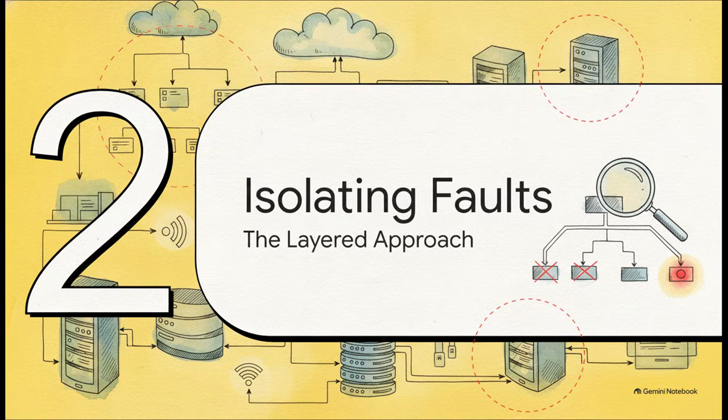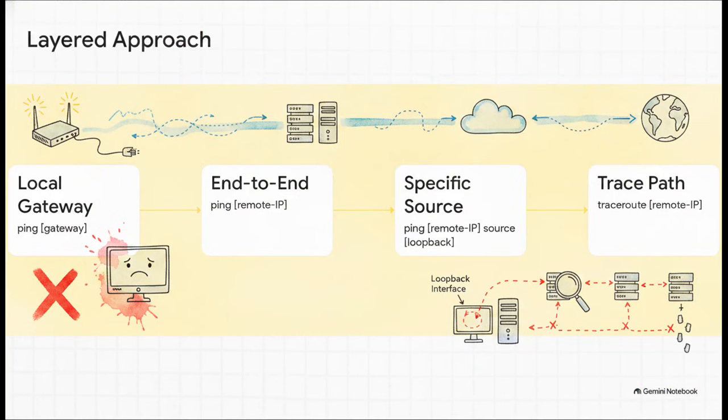Section 2. Isolating the fault domain, the layered approach. Right, so now that we've got our baseline from the golden sequence, we have to remember that troubleshooting is fundamentally just an exercise in elimination. We're not guessing. We're methodically moving from local testing to remote testing to find that exact fault domain. Step 1. Ping your local gateway. If that fails, well, your issue is local. Maybe an interface is down or there's an ARP failure.